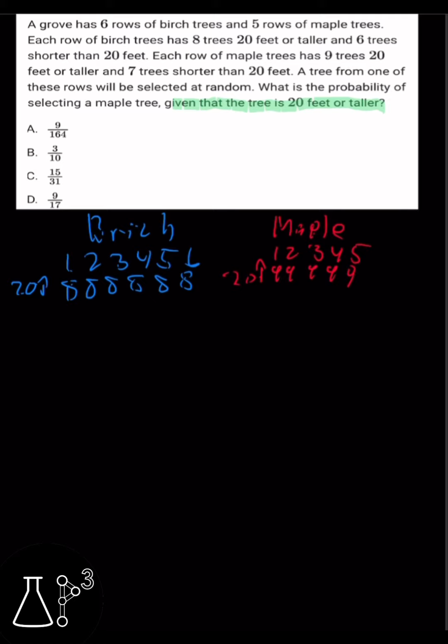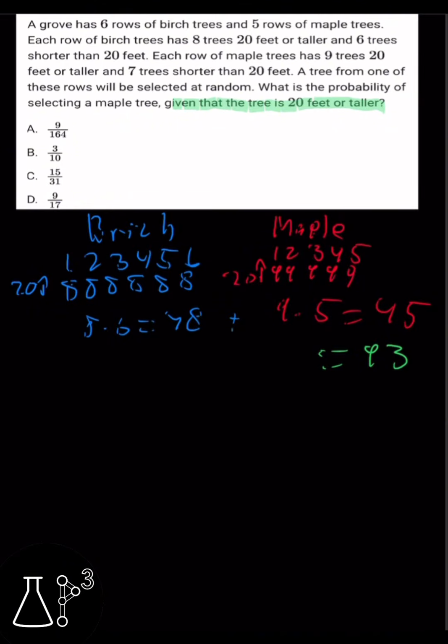So to look for all the trees that are 20 feet or taller in the bridge trees, I just multiply 8 times 6, and that gives me 48. And if I do maple trees, I just multiply 9 times 5, and that's going to give me 45. I do that because I want my total amount of bridge trees and maple trees that are 20 feet or taller. And if I combine both, we're going to have a total of 93 trees that are at least 20 feet.